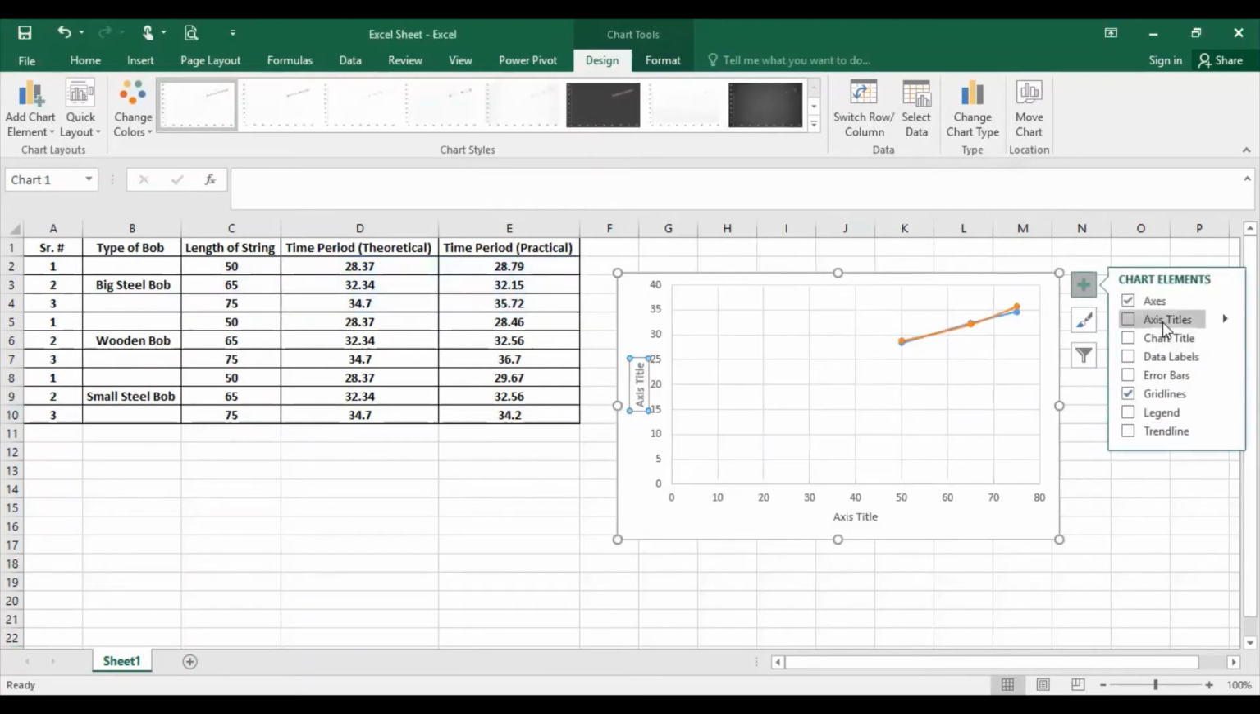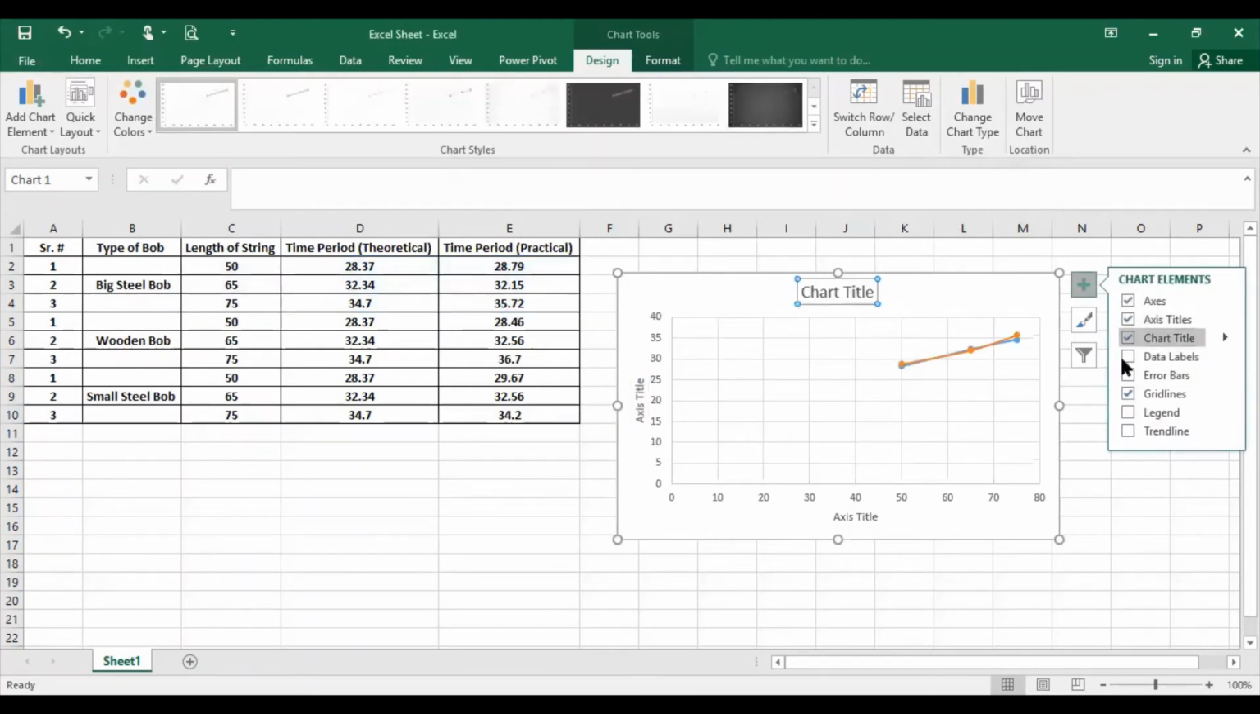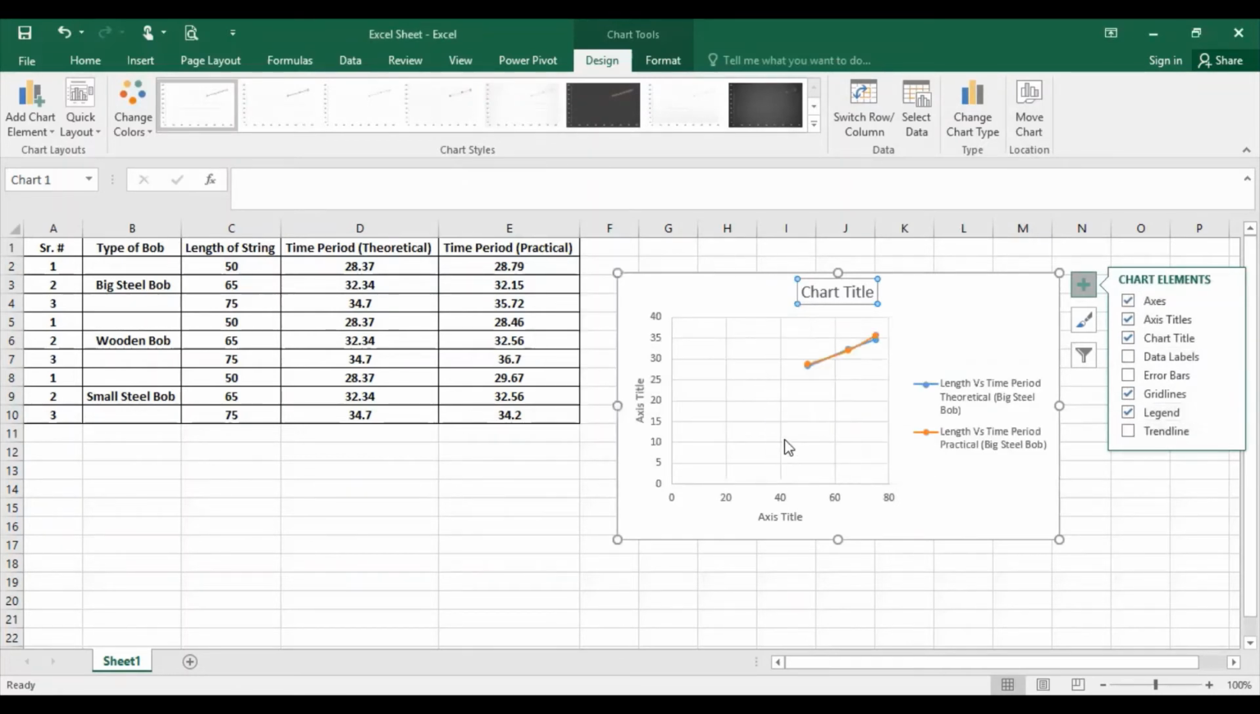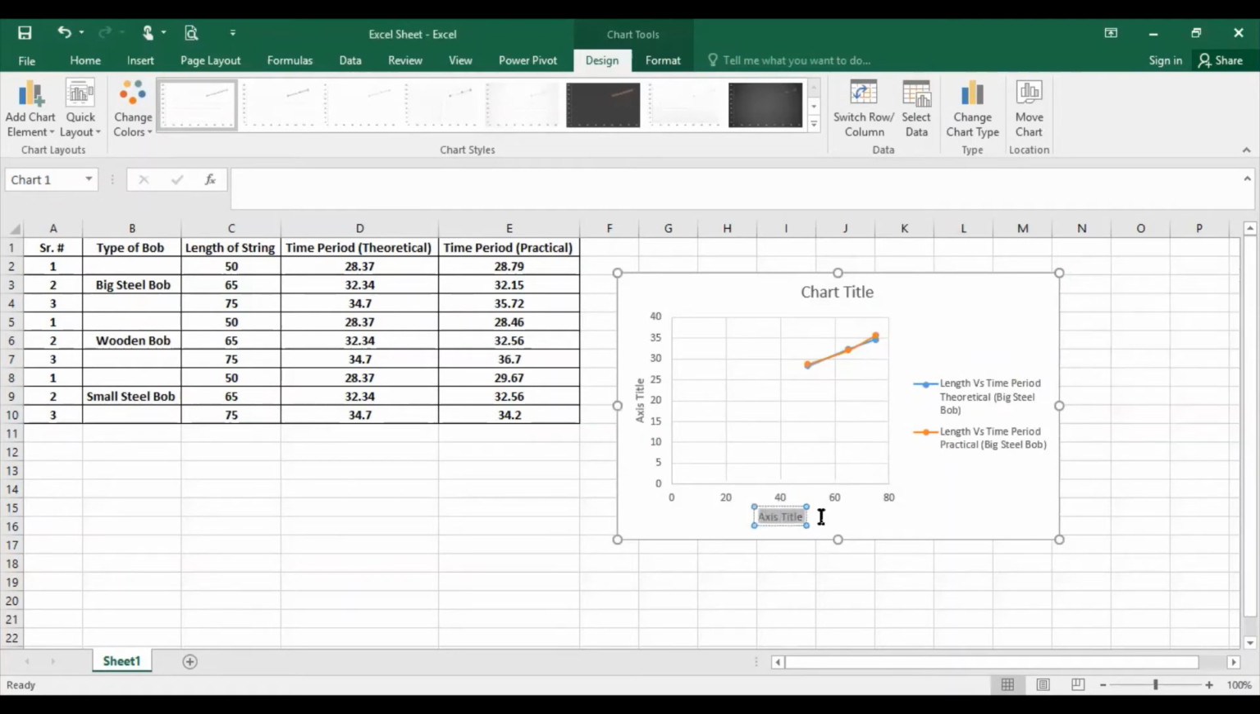You can see this is the graph for the steel bob: axis title, chart title, trend line. No, there is no need of a trend line here. We need legends. Okay, done. So you can see over here on the axis we are taking length, and you can simply write length in meter or centimeter, whatever. So you should write it down. For example, I am writing it in centimeter. Centimeter is very small now, so I am taking meter. It's up to you whatever value you are taking. And length versus time period, obviously in seconds.